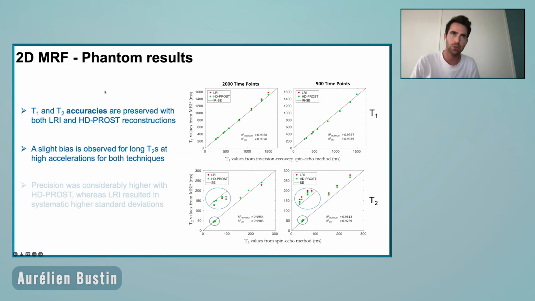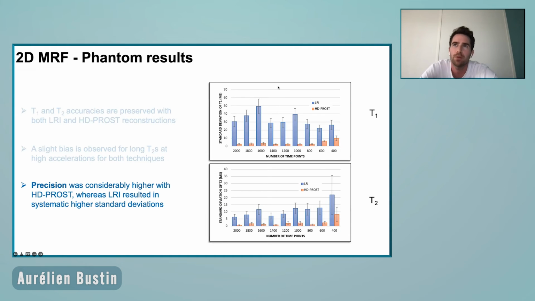So very quickly, just to show you on a phantom that HD-PROST does not impact the accuracy of the extracted T1 and T2 values. When you compare HD-PROST with the conventional and very long spin echo acquisition, you see that you do preserve the accuracy. For T2, for the high T2, we're not that accurate, but that's not a reconstruction problem, that's an acquisition issue. But most importantly, if you look at the precision, so basically the noise in the image, you clearly see on T1 and T2 that we have a better precision, we have a lower standard deviation with this application.